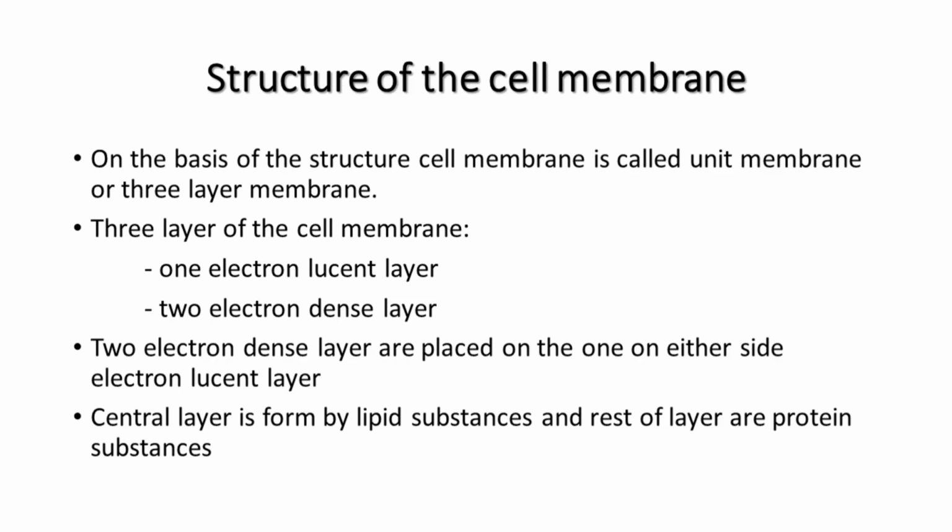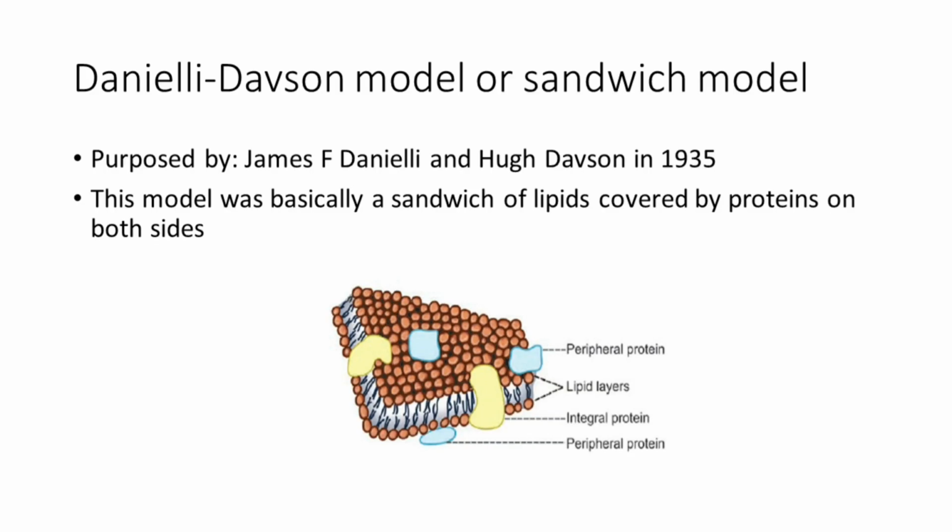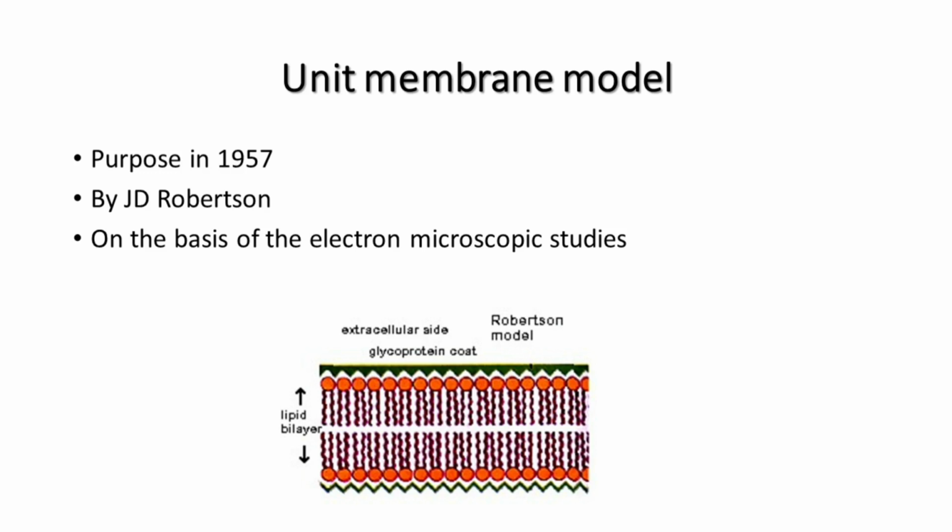Structural models of the cell membrane. First is the Danielli-Davson model or sandwich model. This was proposed by James F. Danielli and Hugh Davson in 1935. This model was basically a sandwich of lipids covered by proteins on both sides. Second is the unit membrane model. It was proposed by J.T. Robertson in 1957. It was basically based on electron microscopic studies.